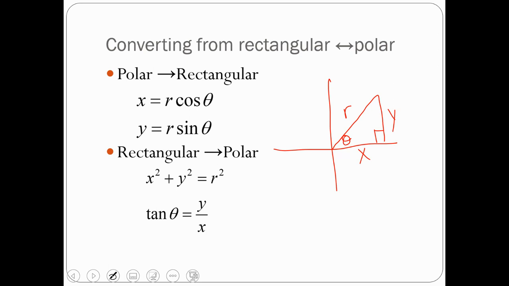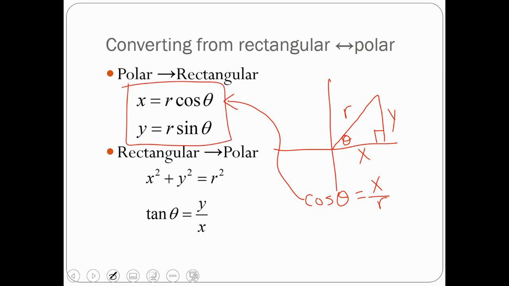So if you solve this triangle with cosine, you would get cosine of theta equals adjacent over hypotenuse, x over r, and that's how you get this equation. You could do the same for y and sine. So these two equations are extremely important in polar coordinates, going back and forth between rectangular and polar. Remember, rectangular are the ones that you learned about in basically grade school. And then this one is the Pythagorean theorem, x squared plus y squared equals r squared, and then tangent of theta equals y over x.